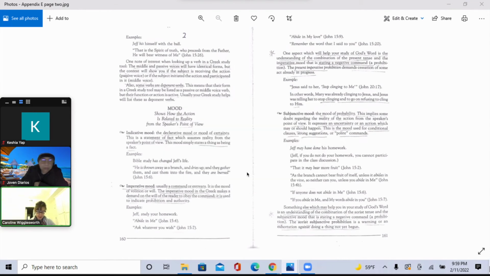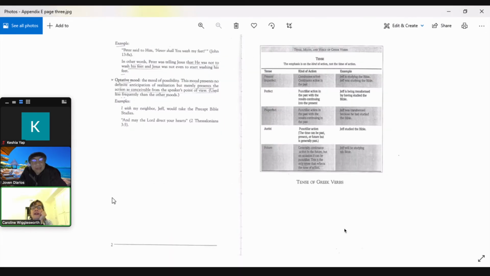Something else which may help you study God's word is an understanding of the combination of the aorist tense and the subjunctive mood that is stating a negative command, which is a prohibition. So, for example, the aorist subjunctive prohibition is a warning or an exhortation against doing a thing not yet begun. For example, and I'll show you this.